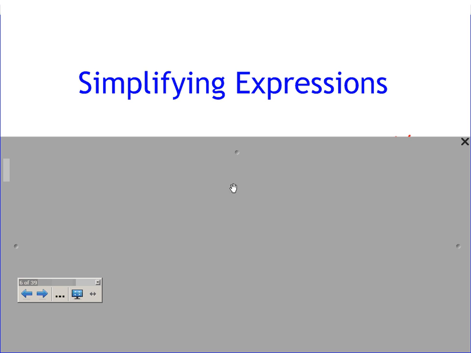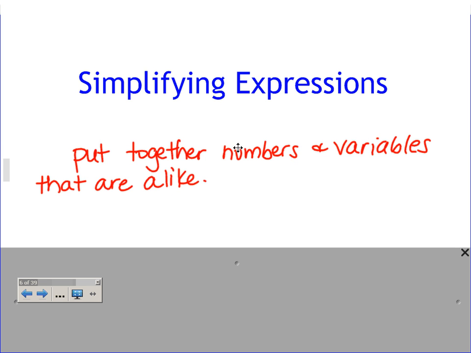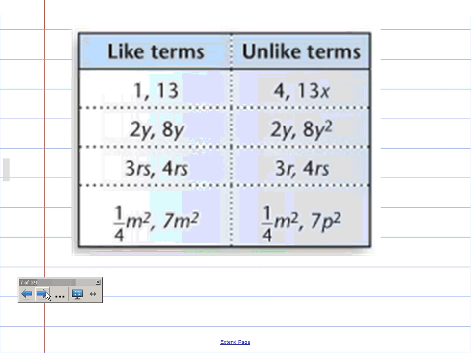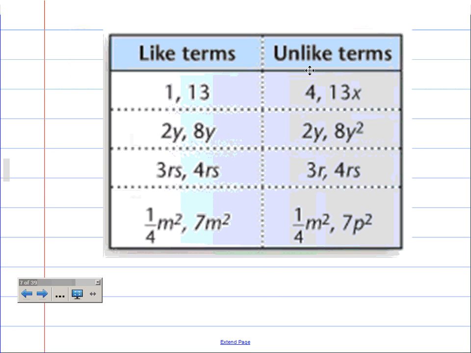Today we are going to be working on simplifying expressions. We've learned that simplifying means to put together or combine numbers and variables that are alike. So we're going to put together the things that are alike. We've also talked about during math class what like terms and unlike terms are.